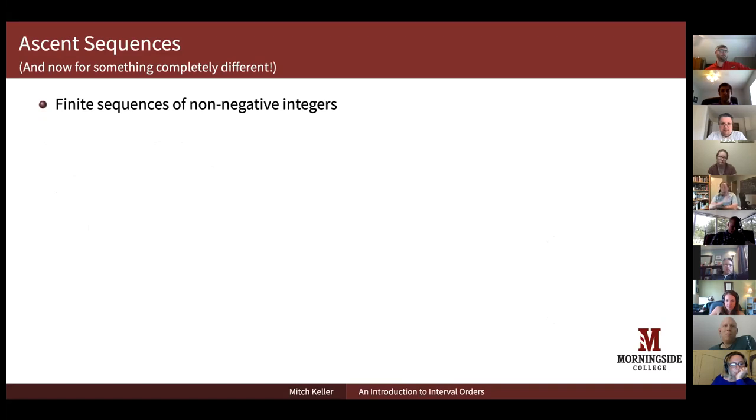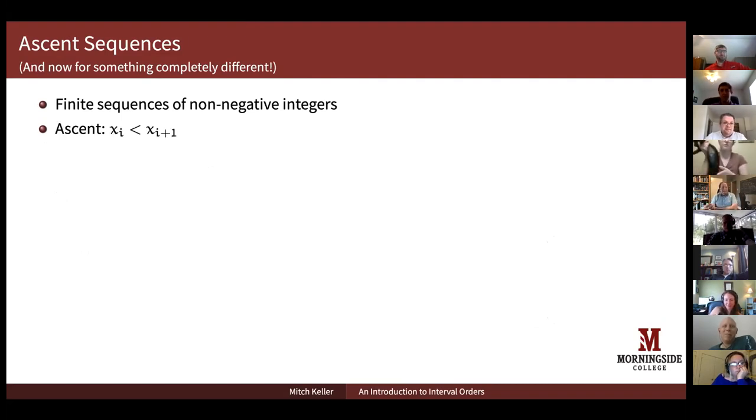Now I want to talk about something called ascent sequences. So something completely different. These are finite sequences of non-negative integers. Okay, that doesn't sound too scary, right? I think even our Calc 2 students, if we tell them the sequences are going to be finite, probably wouldn't run in too much terror of these, especially if I promise that we're not going to make them add them up.